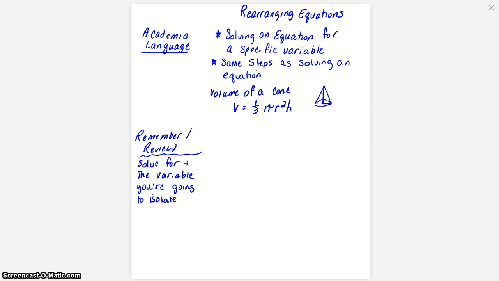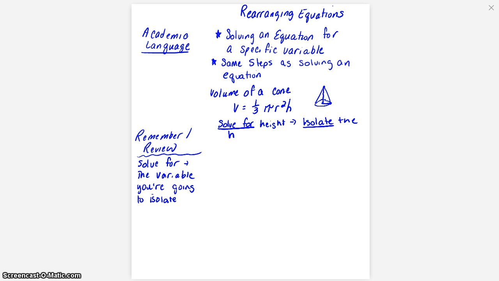That should be review. But let's say this is how you find volume, but let's say we want to solve this equation for the height. I want to know the height of this equation given the volume and the radius. That means we need to isolate the h. So if we solve for the height, that means we isolate the h. Okay, so solve for means to isolate that variable.